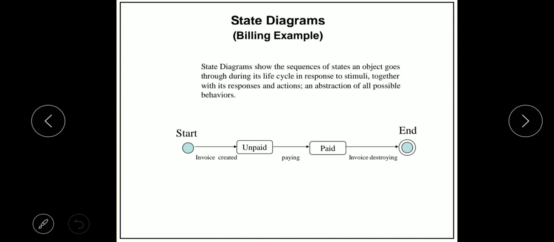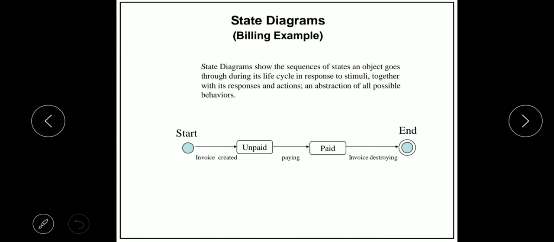Activity diagrams will be explained in our next tutorial. Okay, before that, let us concentrate on this example, that is billing example.